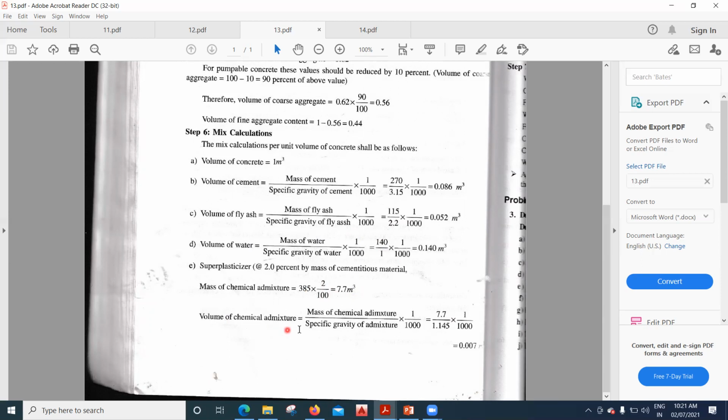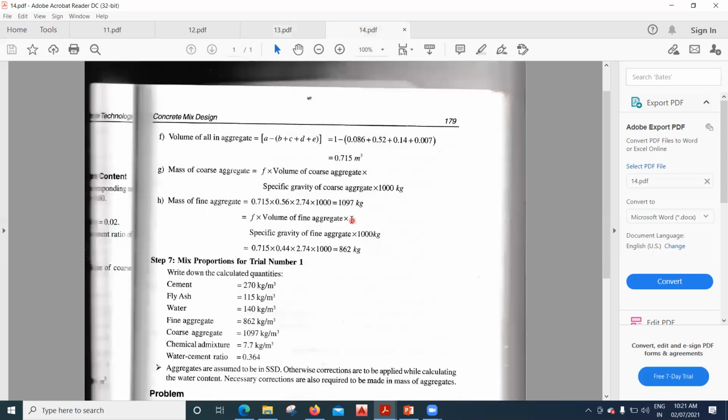Therefore, volume of chemical admixture will be mass of chemical admixture divided by specific gravity of chemical admixture into 1 divided by 1000. Mass we got from here, 7.7, divided by specific gravity. You have to do the lab test, or ask the supplier who is giving you the chemical admixture to tell you the specific gravity of the admixture that you have been provided, into 1 divided by 1000, which comes out to be 0.007.